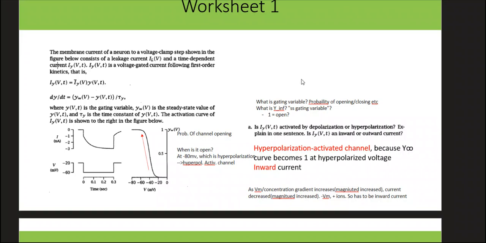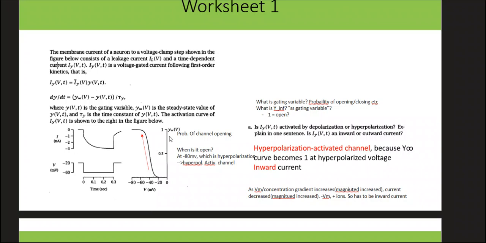So this problem asks about a membrane current of a neuron in response to a voltage clamp step shown below. This is a voltage clamp, so we are controlling the voltage and then measuring the current. That's why we have this step function looking thing with the voltage, which is what we're controlling, and we're measuring this current.